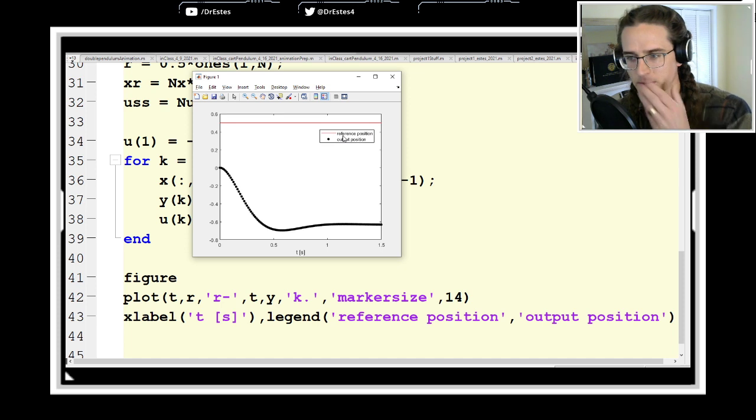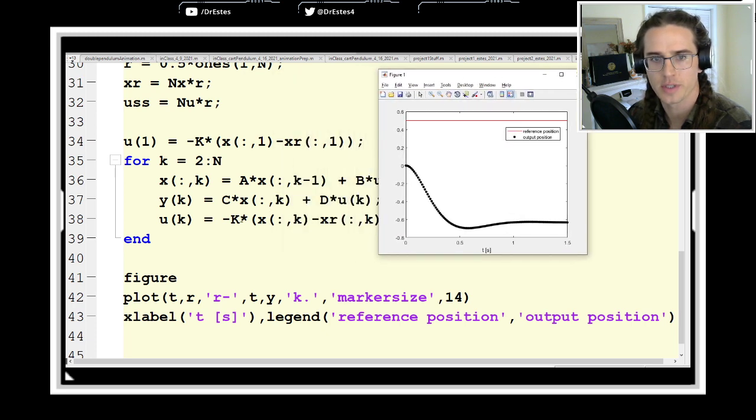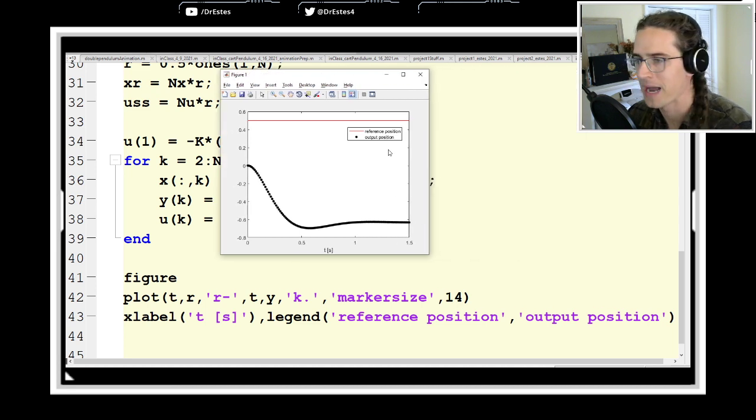This is the problem that I'm talking about. We want to move to 0.5. And when we run this controller with the difference between the states and the reference states, it moved us in the wrong direction. And we have massive, massive steady state error.